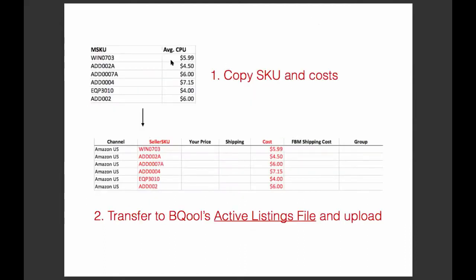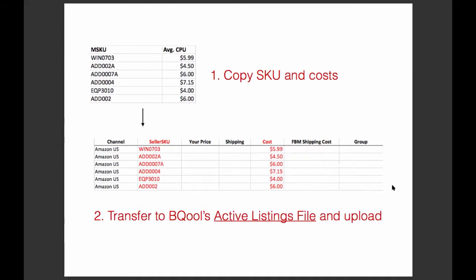So this is a simplified thing. Basically we just need the SKU and we just need the average CPU. And this is the second bulk upload file in BQool. You would use this one if you just want to upload SKU and cost, like you're not ready to do min, max, and rule yet. You just want to do cost. That file is called the active listings file. And you just pretty much copy and paste over from the exported Inventory Lab file.